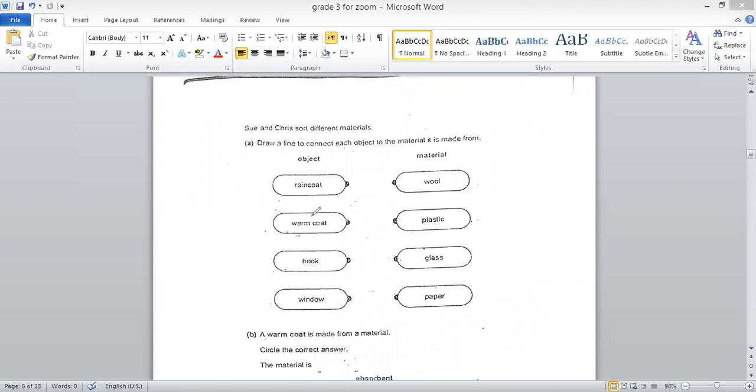This is the model answer for the booklet, chapter 5, materials. Sue and Chris sort different materials. Draw a line to connect each object to the material it is made from. Here we have the objects and here we have the materials.